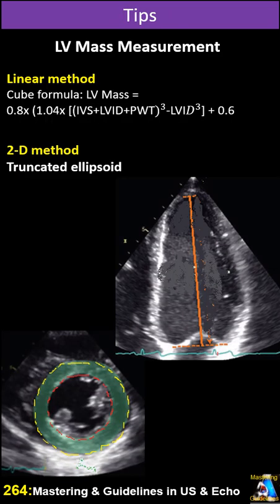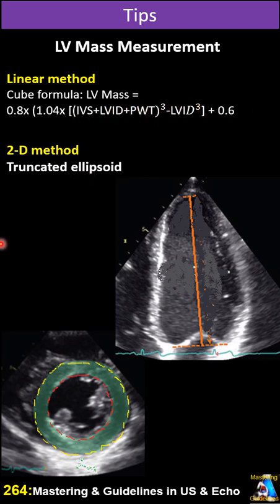For measuring left ventricular mass, we have three techniques: linear, 2D, and 3D. In linear, we measure the same way as on the PLAX, by 2D or M mode. At the end of diastole, we measure IVS, LVIDd, and posterior wall thickness, and the machine or ourselves put them into this formula, and left ventricular mass will be calculated.